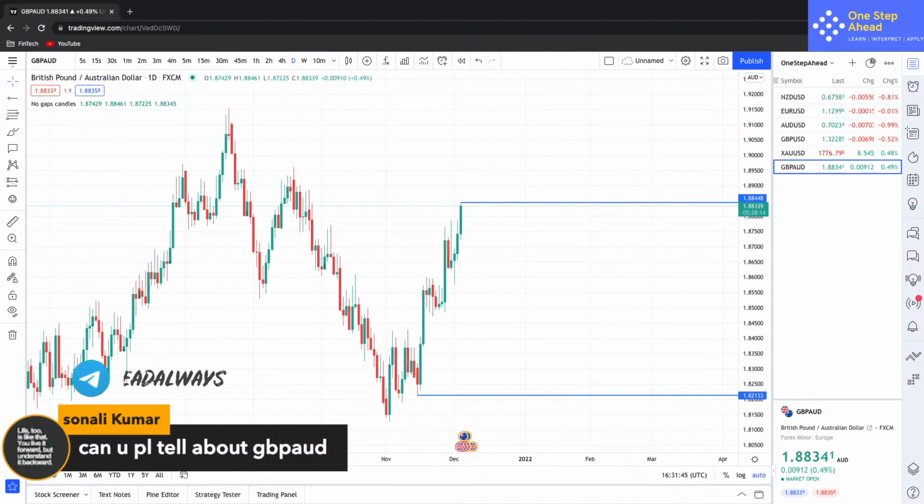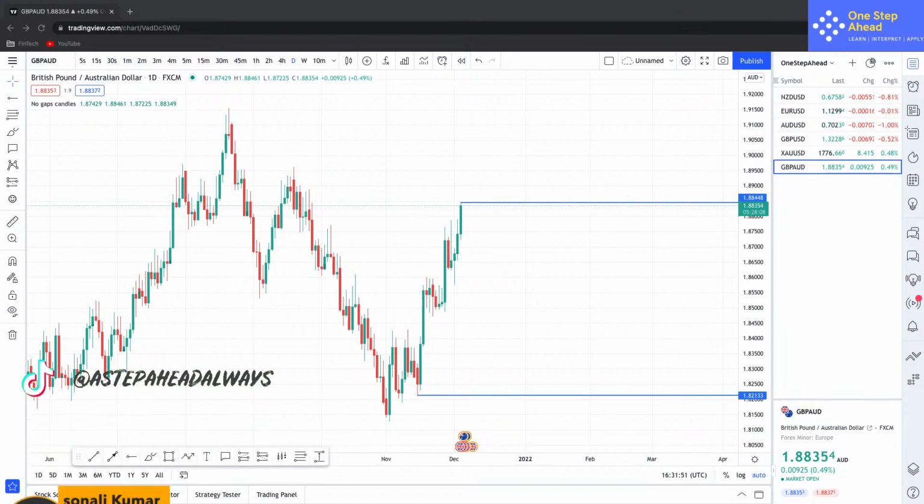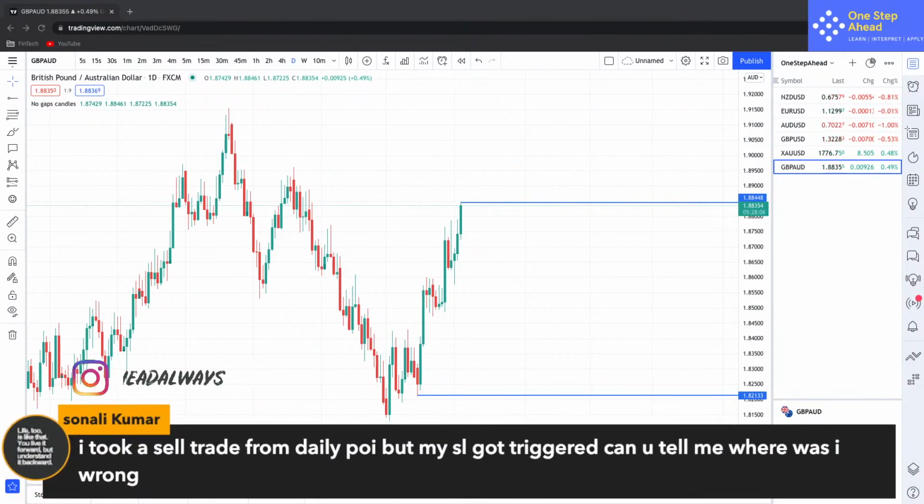I took a sell trade from a daily POI, but my stop loss got triggered. Can you tell me where I was wrong? I don't know where you took sell from daily POI.